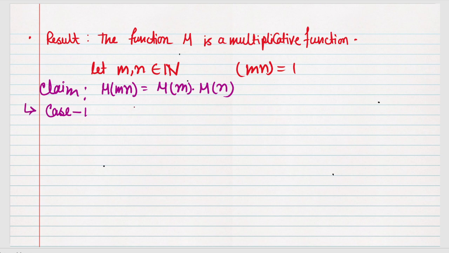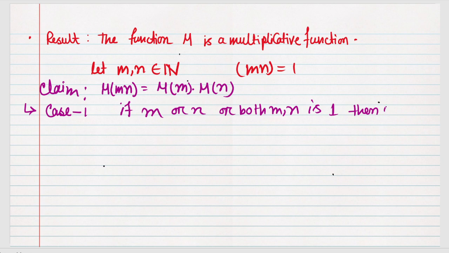So if m or n or both are 1, then we are through. We can easily prove it by our earlier theorems, so we need not show it.